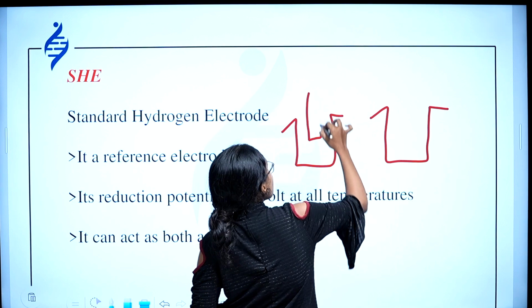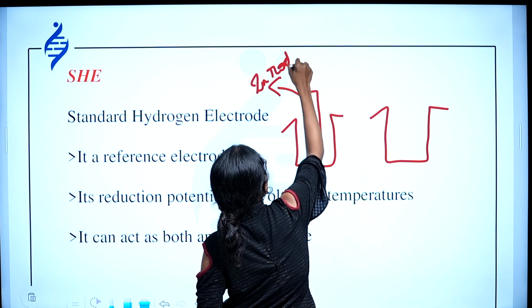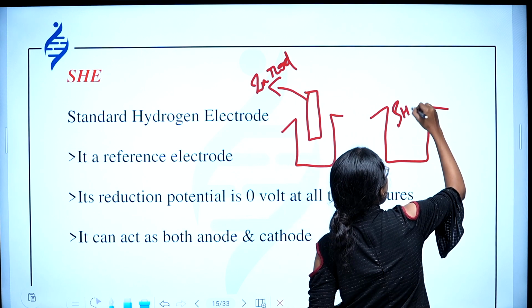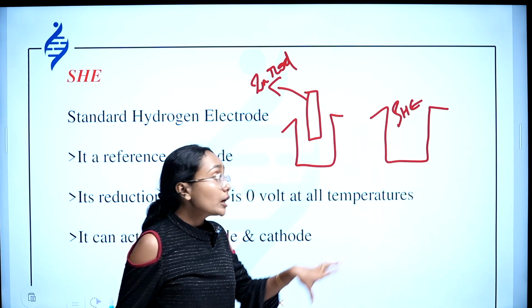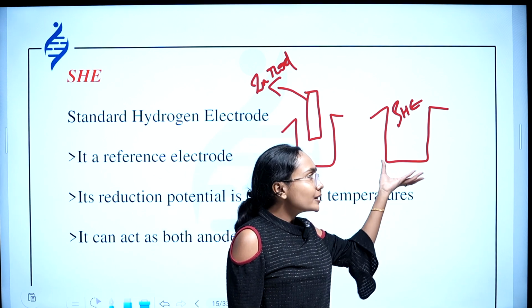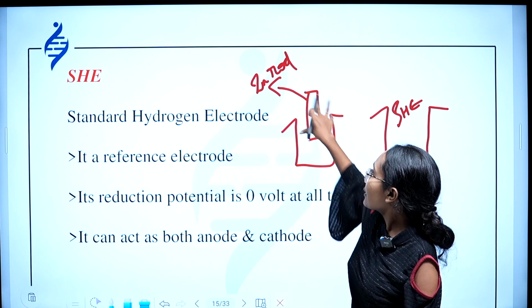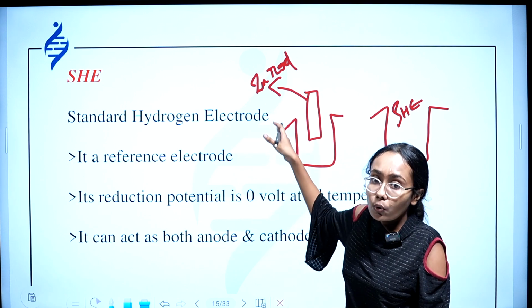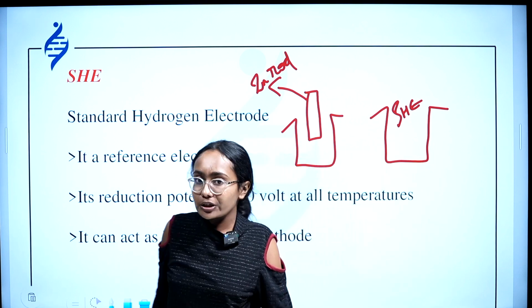Here I'm dipping a zinc rod. Here I'm using a standard hydrogen electrode. This is the anode, this is the cathode. Remember, this isn't the exact structure of the standard hydrogen electrode. The detailed structure will be discussed later in the same part itself. Here I've used the zinc rod as anode and the standard hydrogen electrode as cathode.